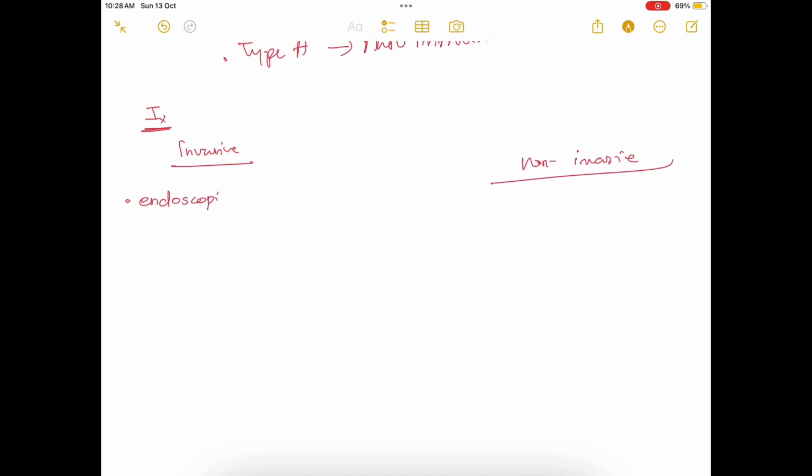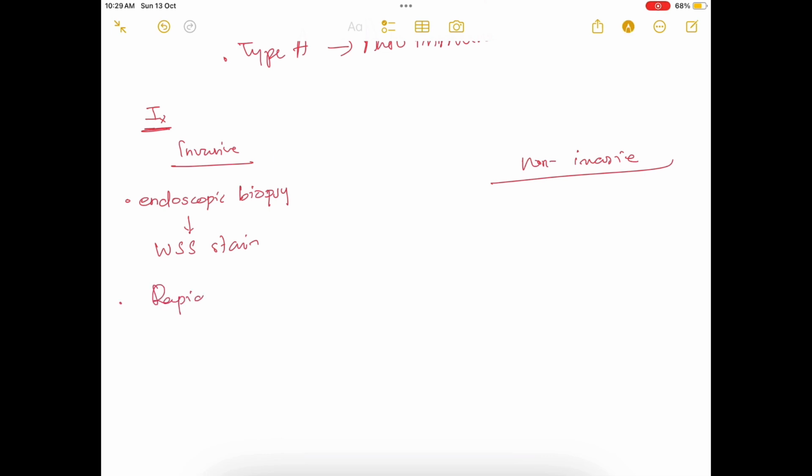We put the endoscope, we take a specimen, and we will observe it. What is seen in the microscope? The stain used is Warthin-Starry silver stain, which will make the H. pylori stain black. That is endoscopic biopsy.